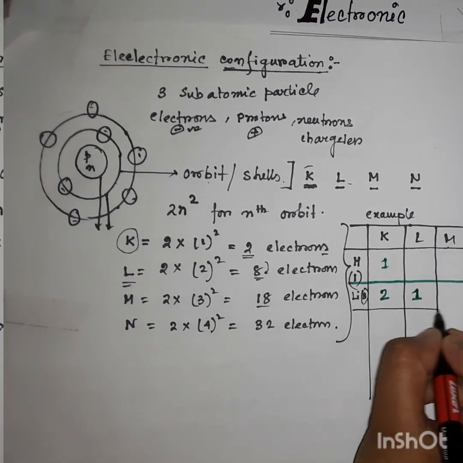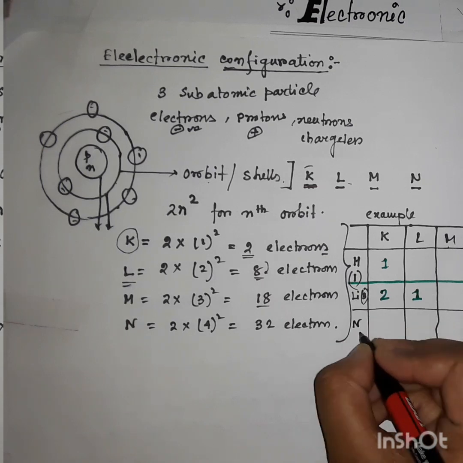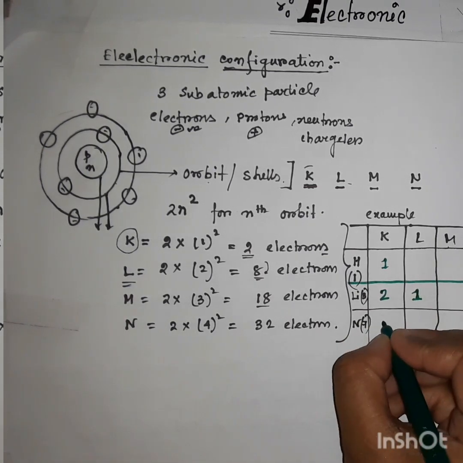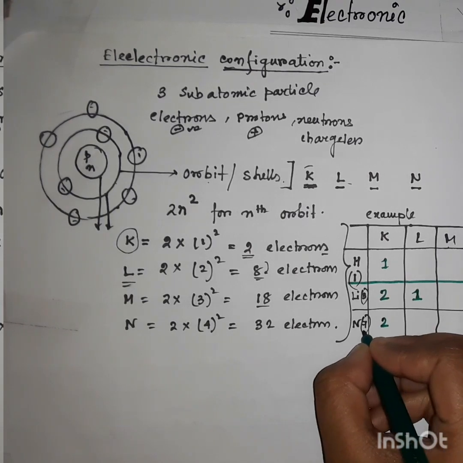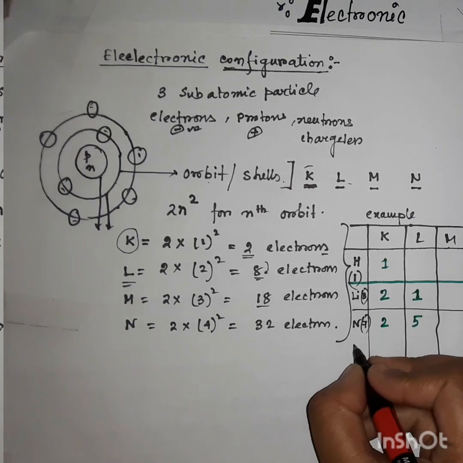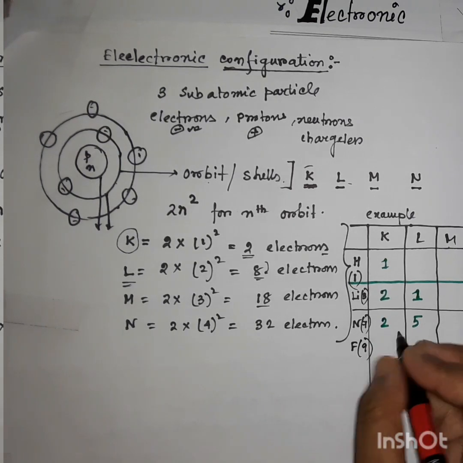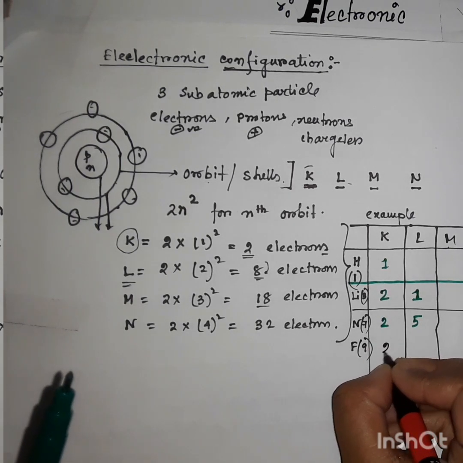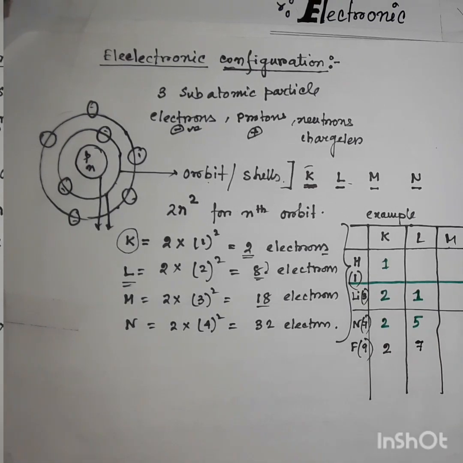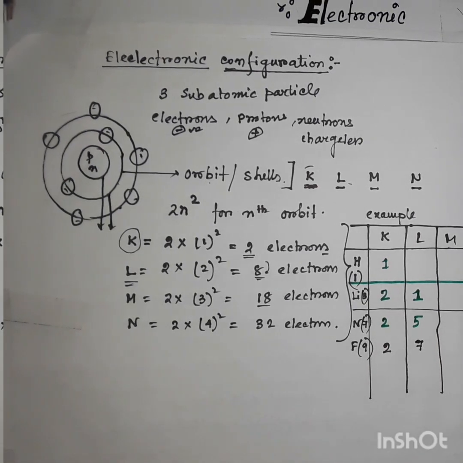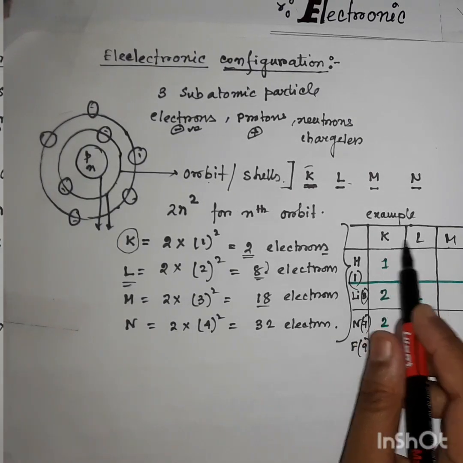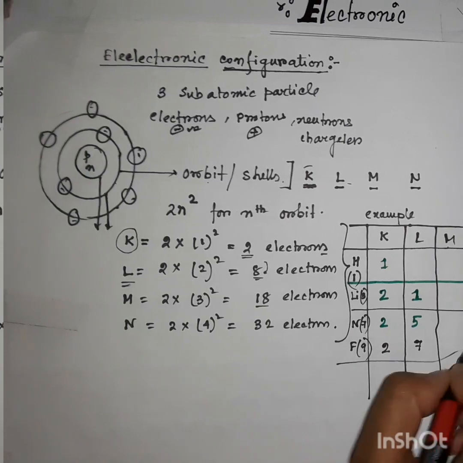For the next, we will take nitrogen, which has 7 electrons. How to fill up? 2 electrons at the K shell and the remaining 5 at L. Next, fluorine, which has 9 electrons. Obviously 2 electrons at K and the remaining 7 electrons at the L orbit. In this way, we have to arrange the electrons among the K, L, M, N orbits.